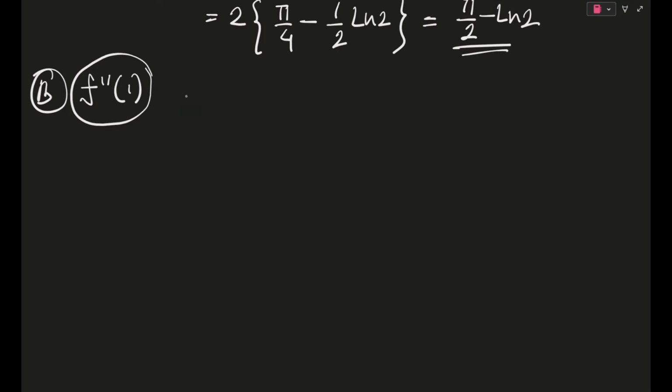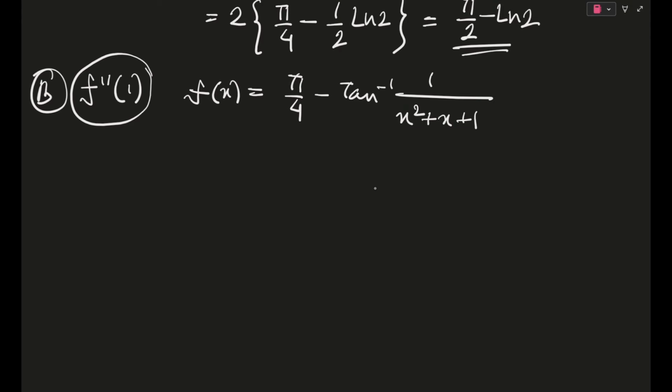Anyways, f of x was pi by 4 minus tan inverse of 1 by x squared plus x plus 1. So let's do a small thing. Let's set u of x. Let u of x equal to x square plus x plus 1.